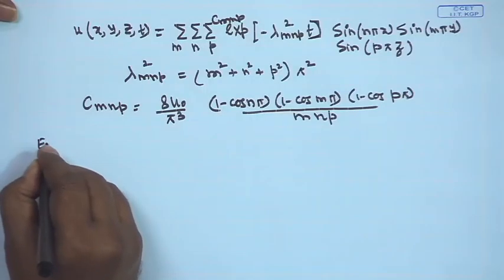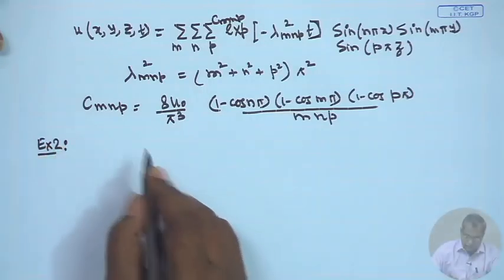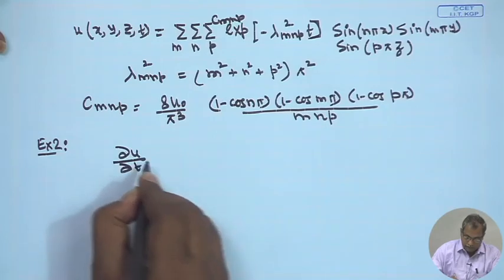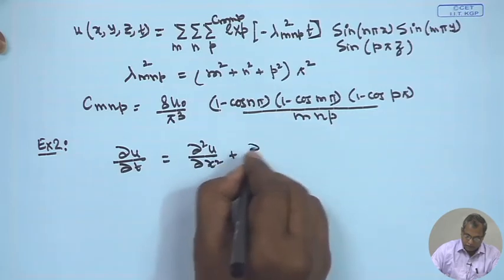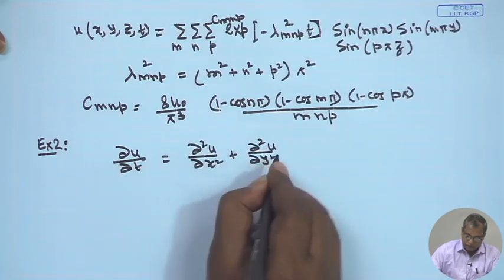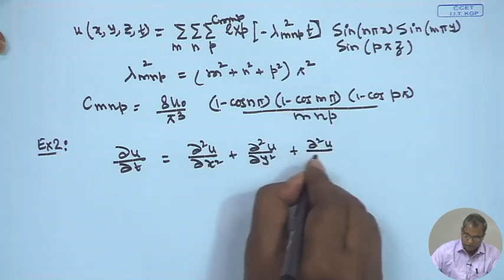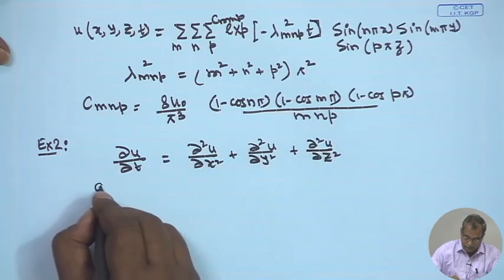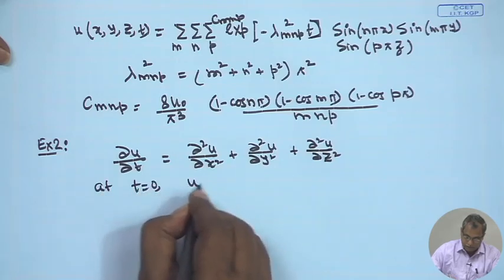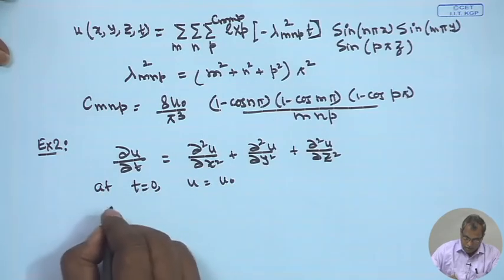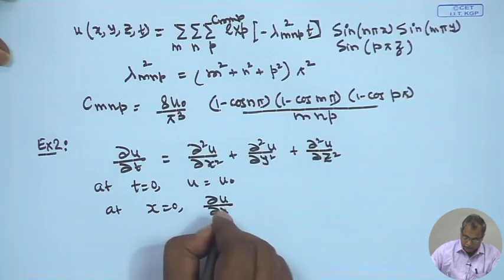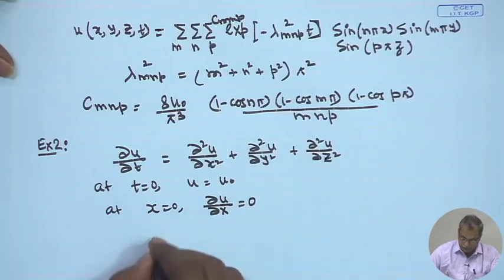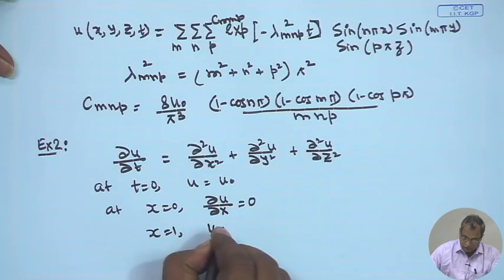For example, if we take up another example of this sort, that del u del t is equal to del square u del x square plus del square u del y square plus del square u del z square, and at t equal to 0, u is equal to u naught. At x equal to 0, we have, let us say, del u del x equal to 0, let us say the boundary is insulated there, and at x equal to 1, u is equal to 0.